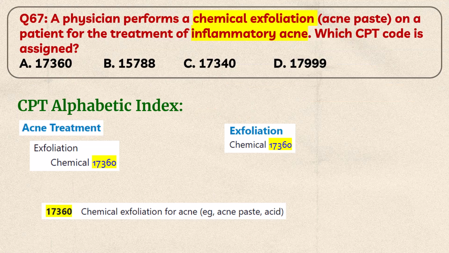So here you can use 2 methods. One is you can go for acne treatment, then go for the subterm exfoliation, then chemicals. Or else you can directly go for the index term exfoliation, then go for the subterm chemicals. So it will lead to the code 17360. That code is chemical exfoliation for acne. So the correct answer will be answer A.